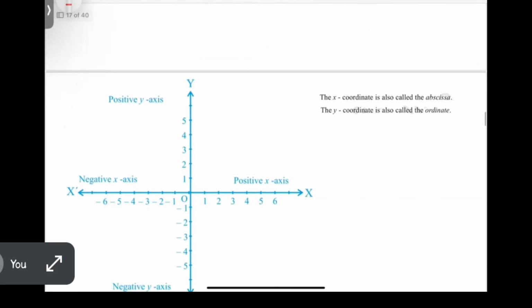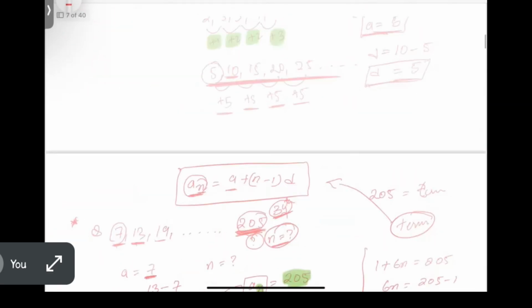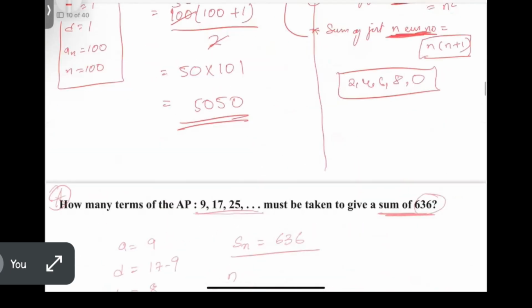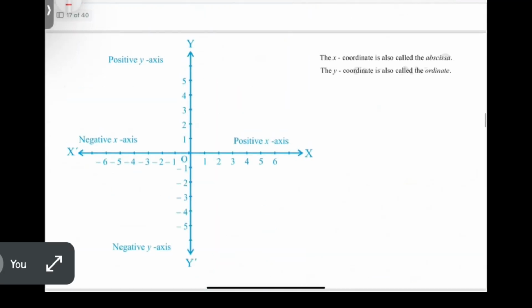Next, yeah, so next I'll go to another topic. The next topic is this one, concepts of coordinate geometry, okay. There is a lot to discuss in this topic, but I'll just give you the top layer only. I don't think I can go that deep.